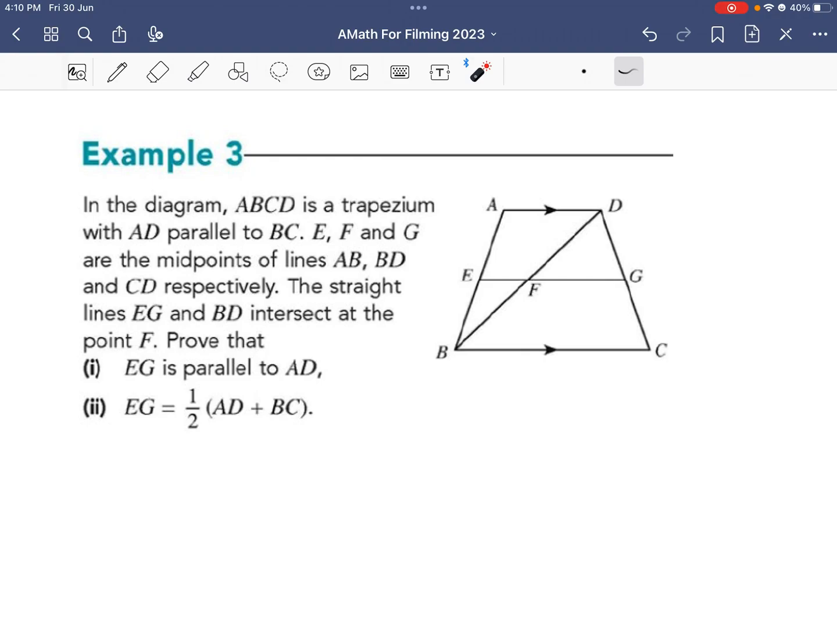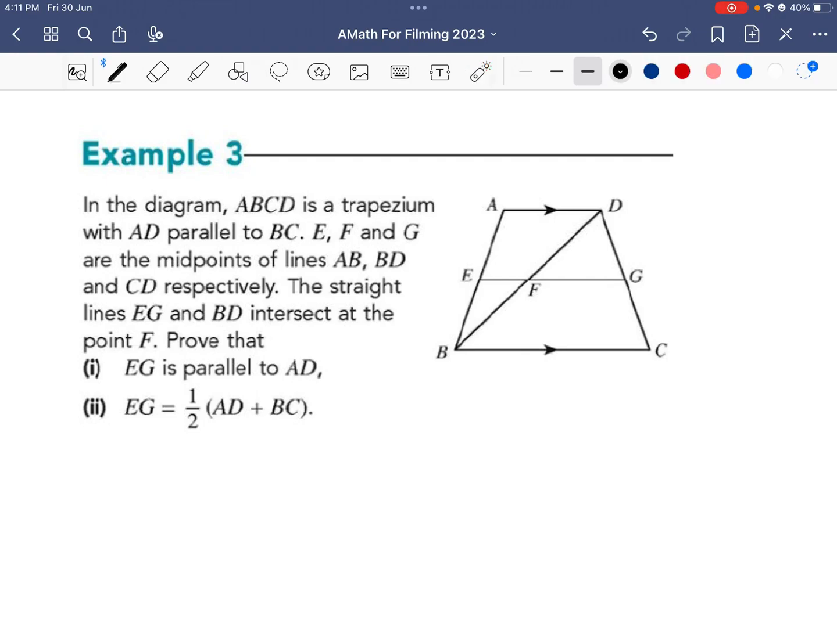So in example 3, we have a trapezium. E, F and G are the midpoints of lines AB, BD, and DC respectively, so F is the midpoint of BD and G is the midpoint of DC itself. Now, what we want to do is to prove that EG is parallel to AD.